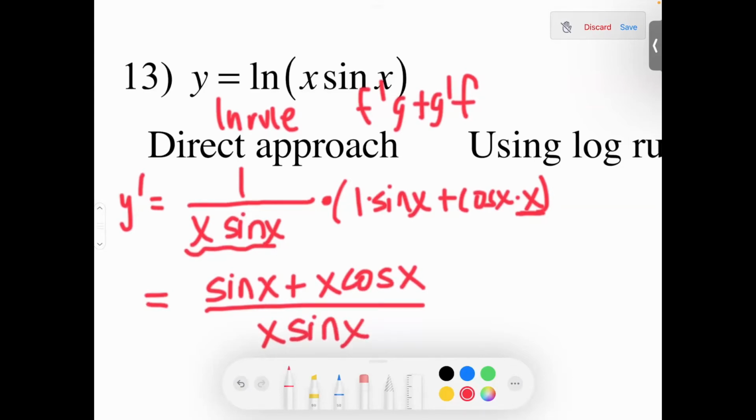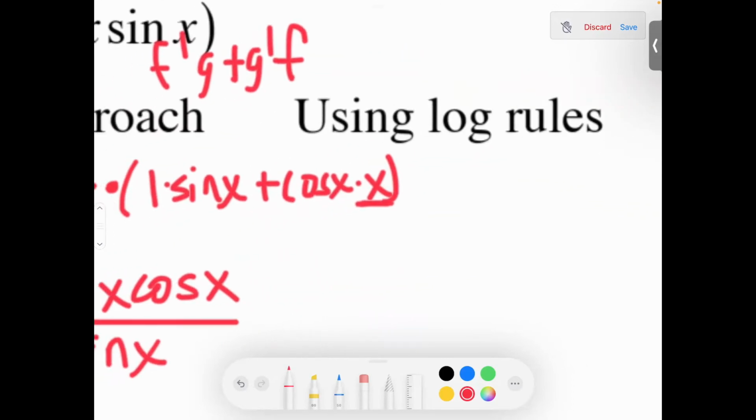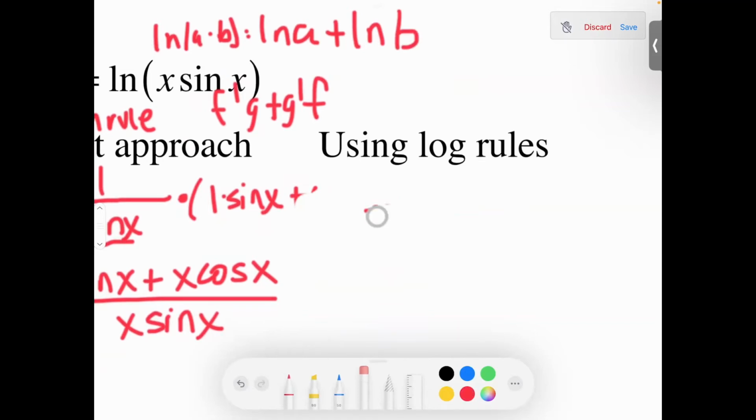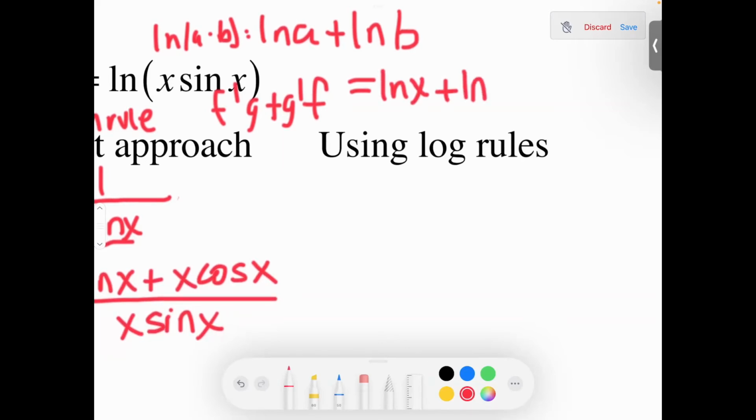So while that wasn't really that complicated, if we use the log rules, it's actually going to be much, much easier. So log rule says ln of a times b is equal to ln of a plus ln of b. So we can use that property right now. And that's going to make taking the derivative much easier. We're not going to have to use chain rule or product rule nearly as often. So this is equivalent to ln of x plus ln of sine x.